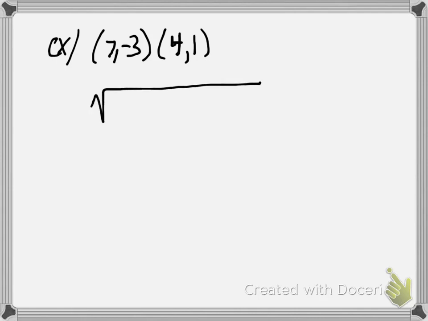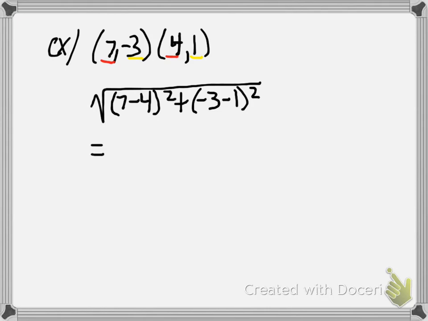Okay, so I'm just picking some random points. Let's say 7, -3, and 4, 1. Okay, so we're going to find our distance. It's a square root, and we're going to subtract our x's. In our parentheses, it doesn't matter which one's first. I'm just going to stick with whichever one's first. So 7 minus 4 squared plus, now I'm going to do my y values, -3 minus 1 squared.